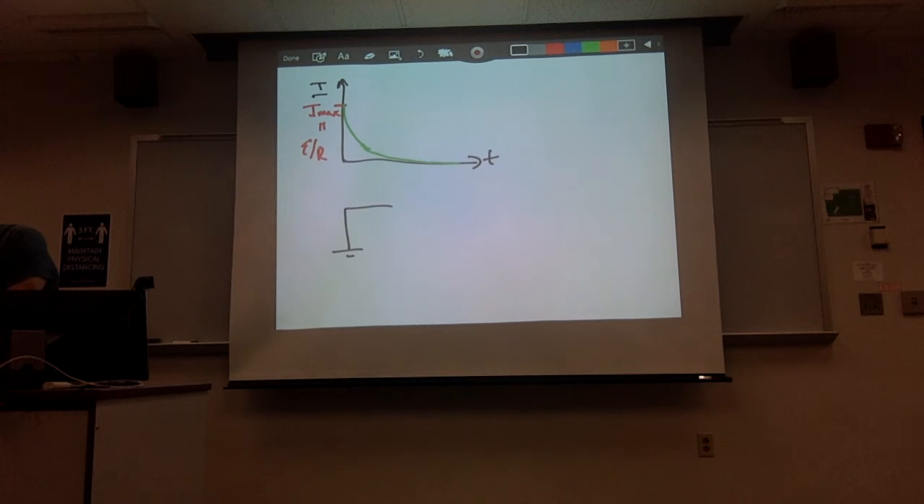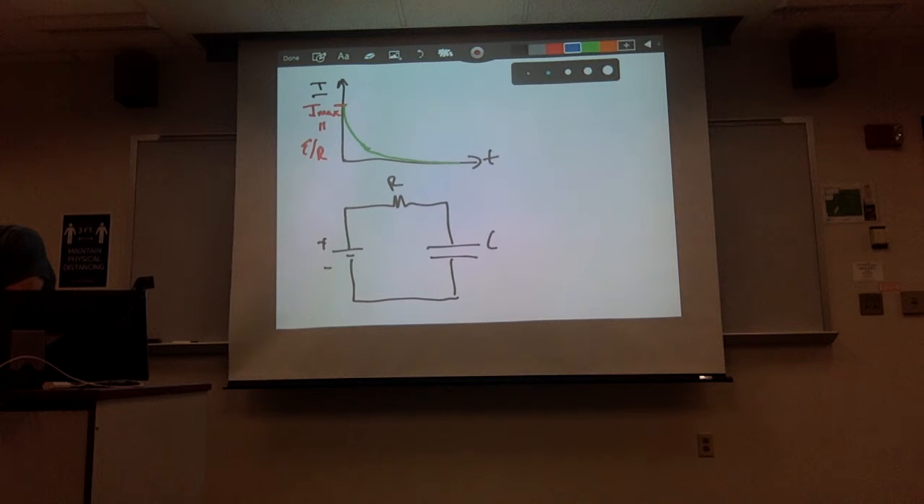So I have this is my scenario. So this is my positive, negative, my resistance, my capacitor. So what's going to happen is this is the positive side. This one is going to become positively charged. This side then is going to become negatively charged.